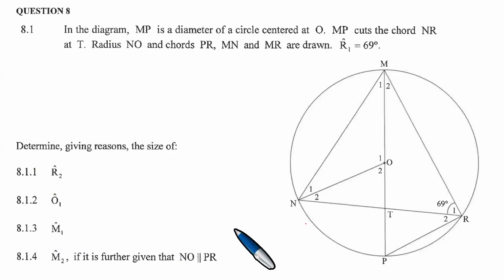Did the examiner show it for us? Well done, examiner. Here is the angle R1. It is equal to 69 degrees. Determine, giving reasons, the size of the angle R2. So we're looking for the angle R2.